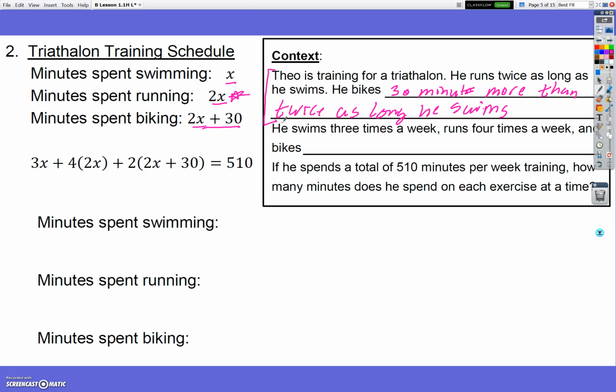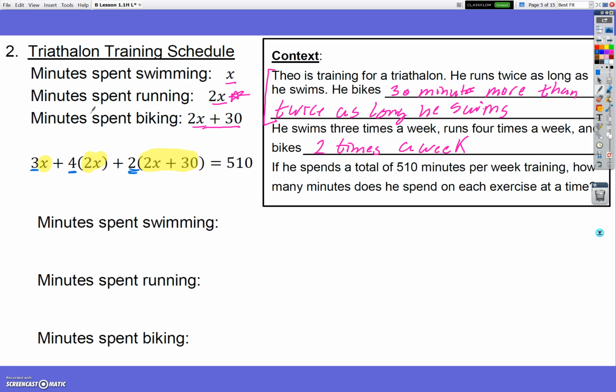Now let's look down here. He swims 3 times a week, he runs 4 times a week, and he bikes 2 times a week. Now let's see where I got that. In yellow, I'm going to highlight: this x is him swimming, this 2x is him running, this 2x plus 30 is him biking. That represents what exercises he is doing. This number in front that I underline in blue is how many times a week he does that activity.